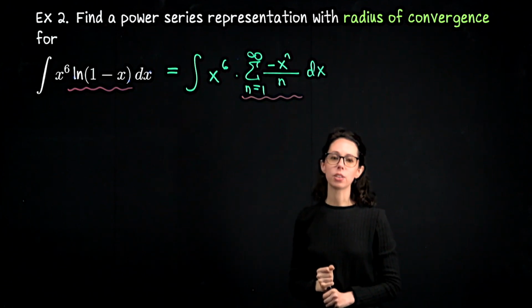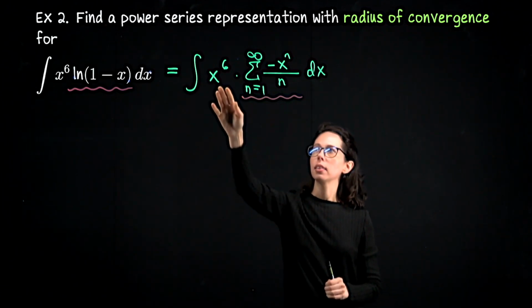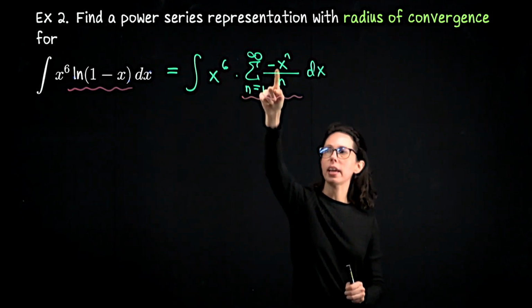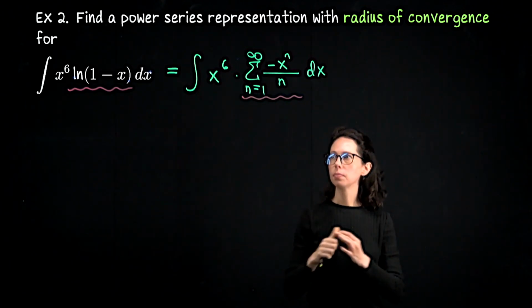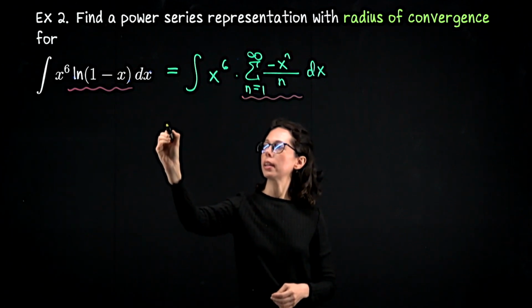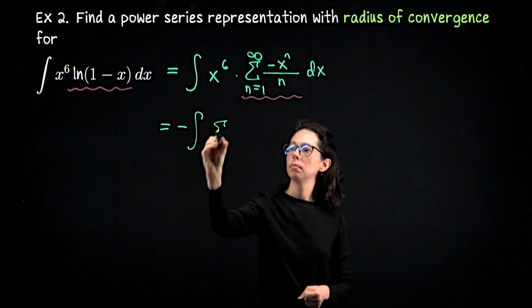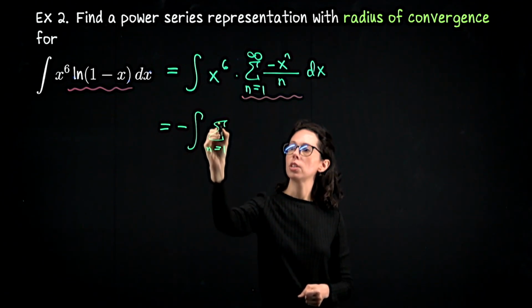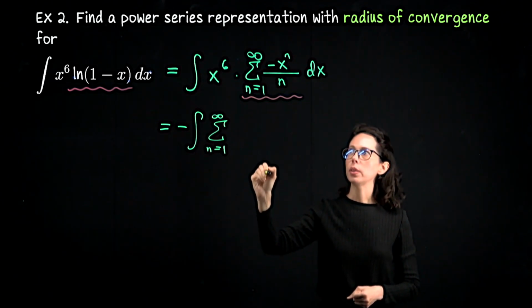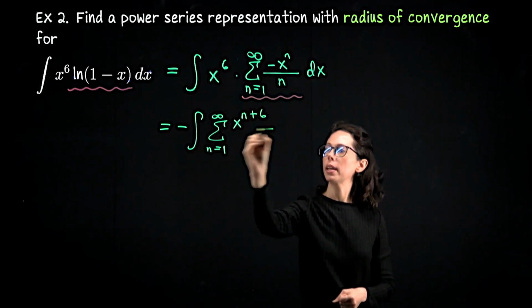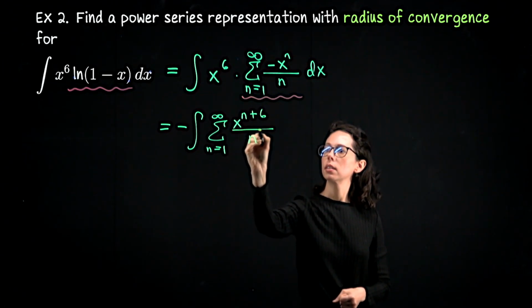Okay, we're going to need to do some anti-differentiation, but before we do that, let's bring the x to the sixth inside of the sum. I'm also going to take the negative and just pull it in front of everything. So we have -1 times the integral of a sum from n equals 1 to infinity, x to the n plus 6 divided by n dx.